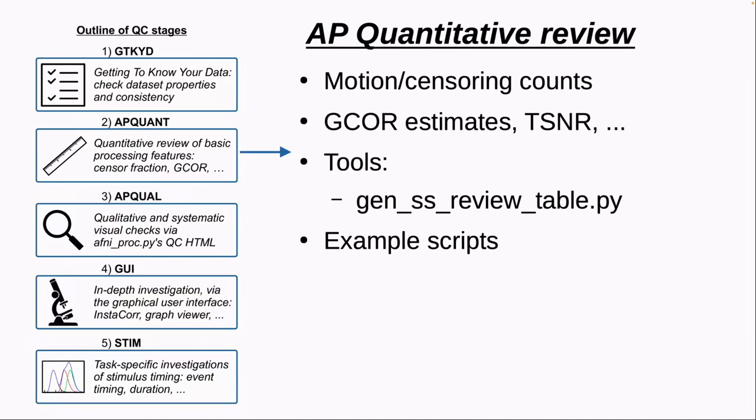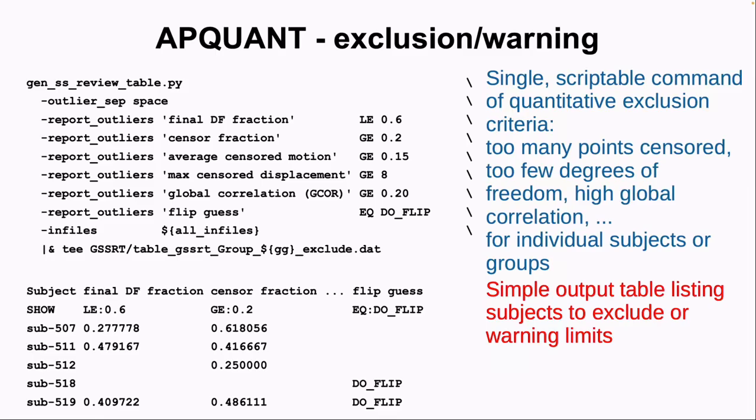Okay. Let's continue on to the next step of this. The AP Quant, the quantitative review of our data. So here we're going to use similar kinds of tools, and we're going to look at things like motion and censoring and global correlation and TSNR, and we do that again with the tool GenSSReviewTable.py. So let's look at an example.